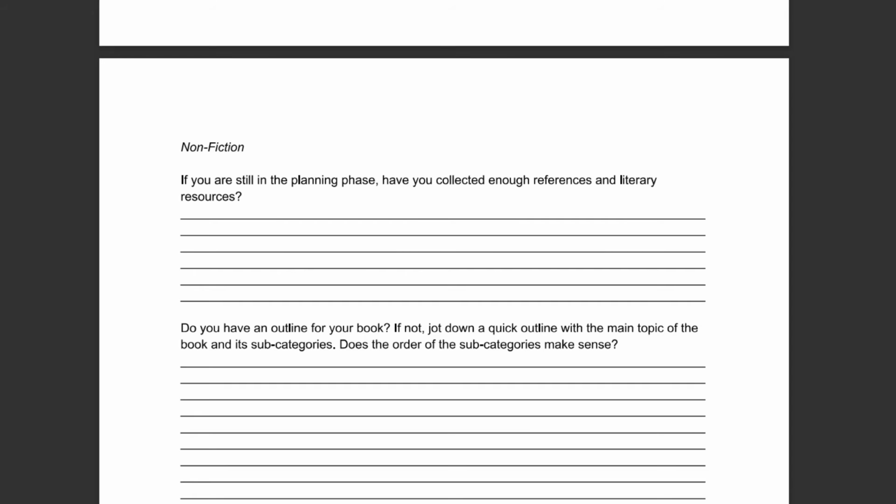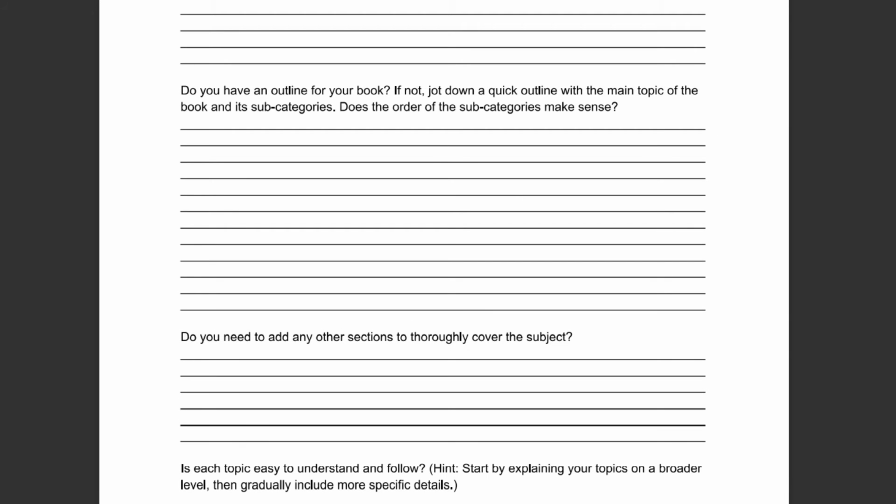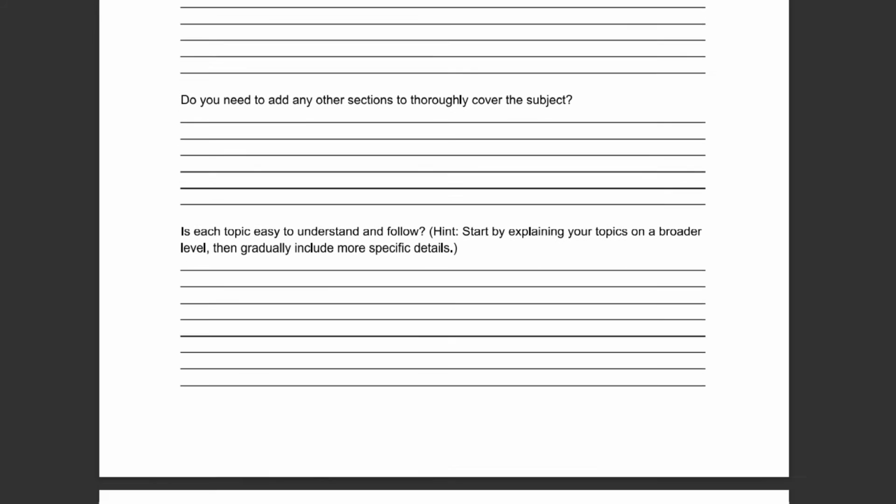Now, for nonfiction, if you are still in the planning phase, have you collected enough references and literary resources? Do you have an outline for your book? If not, jot down a quick outline with the main topic of the book and its subcategories. Does the order of the subcategories make sense? Do you need to add any other sections to thoroughly cover the subject?